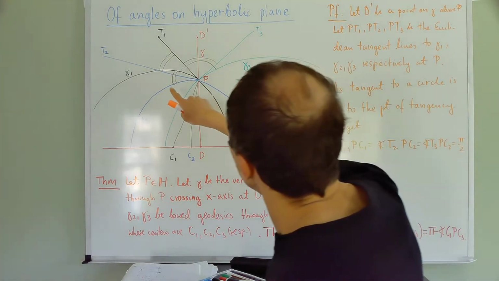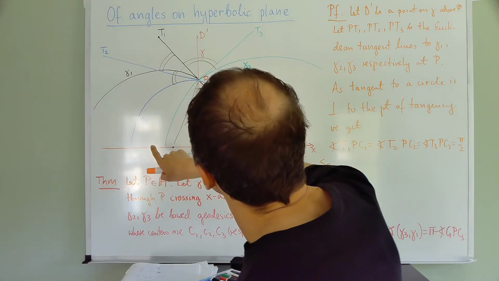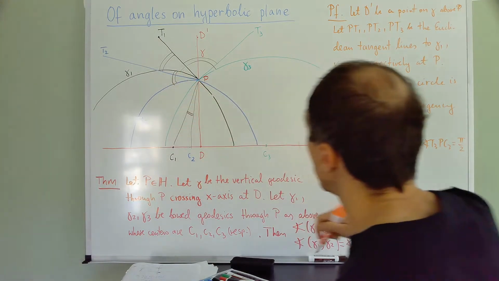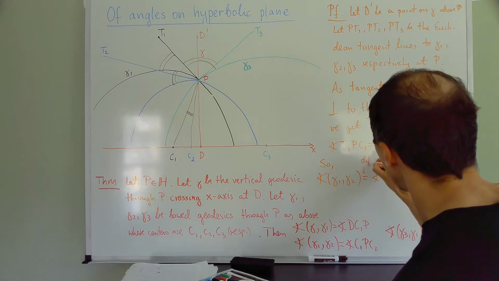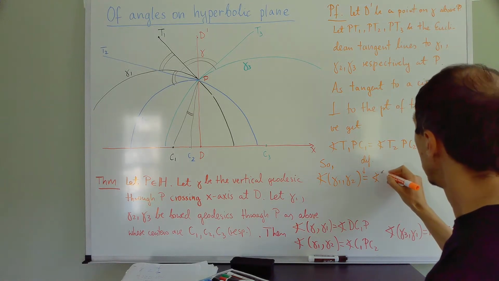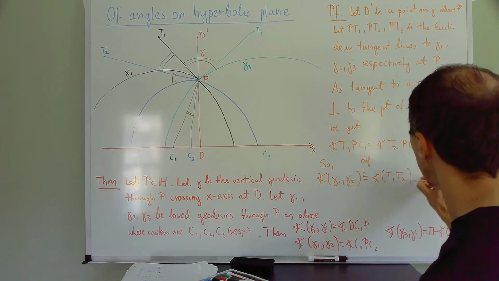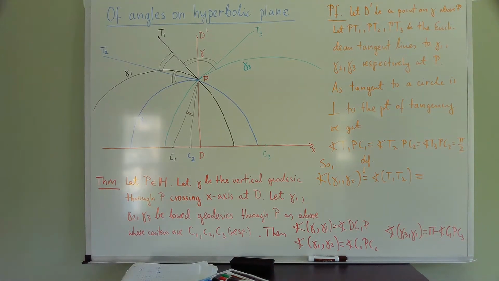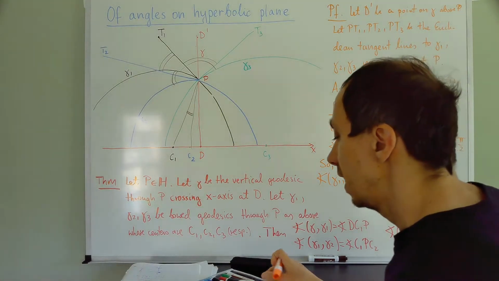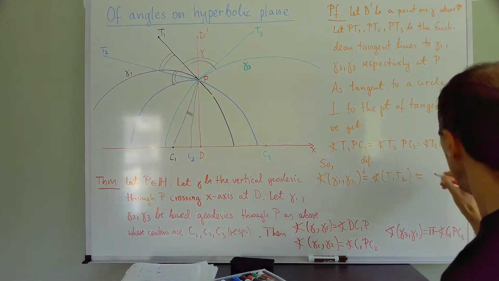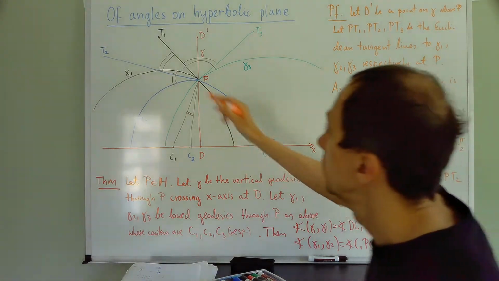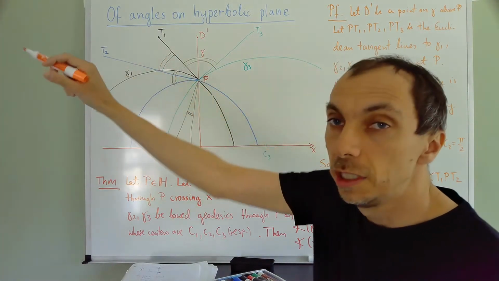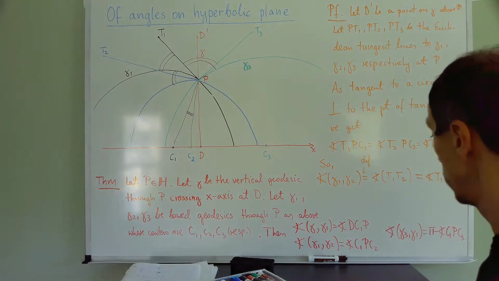So that's the angle, that's the double arc here. By definition, this is just definition, that's the angle between T1 and T2. But that's the same as the angle T1 P T2, right? The angle between T1 and T2 is just the angle T1 P T2. Nothing surprising so far.